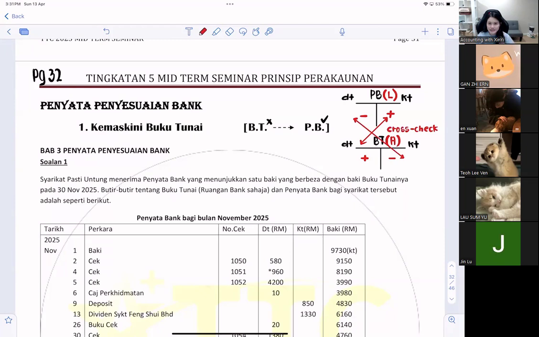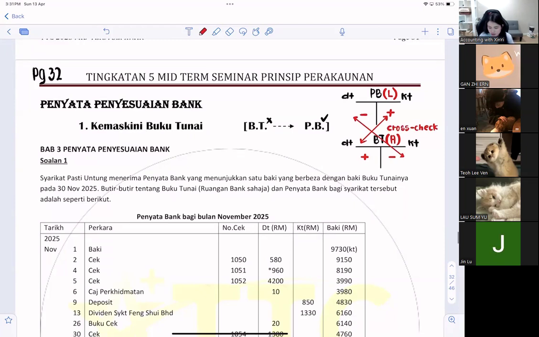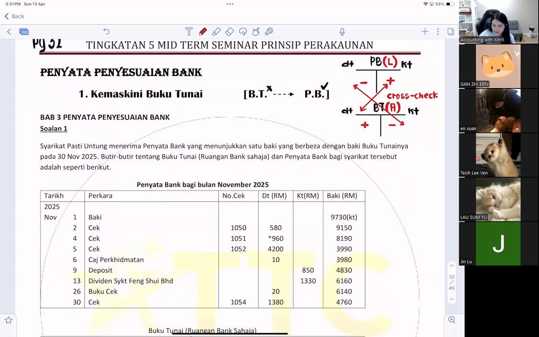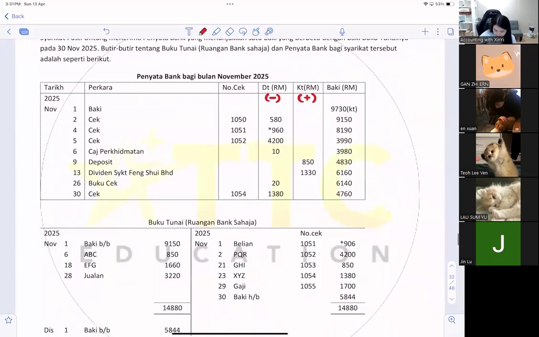Okay, so this is what happens. To make it easier for you, usually I will encourage everyone to label on your question paper debit as negative, credit as positive. This is penyata bank, correct? Okay, after you label already, only we move down to the buku tunai. Label by yourself, debit is positive, credit is negative. So it's easier for you to see.